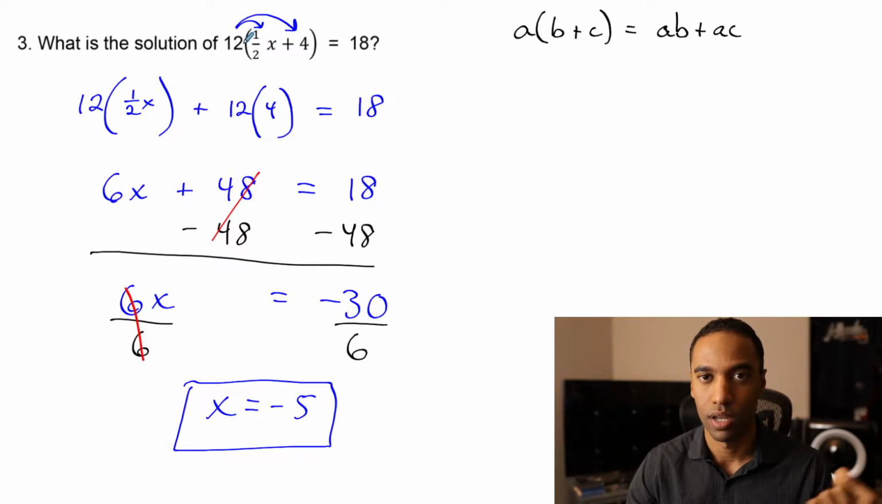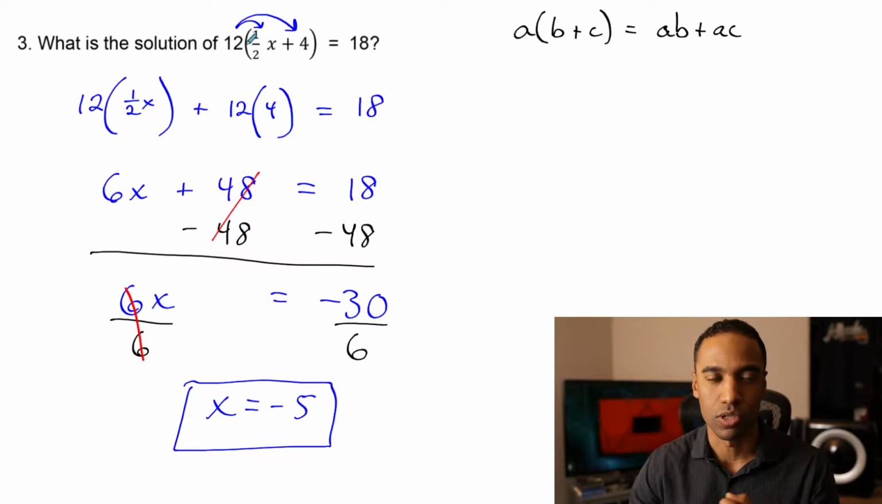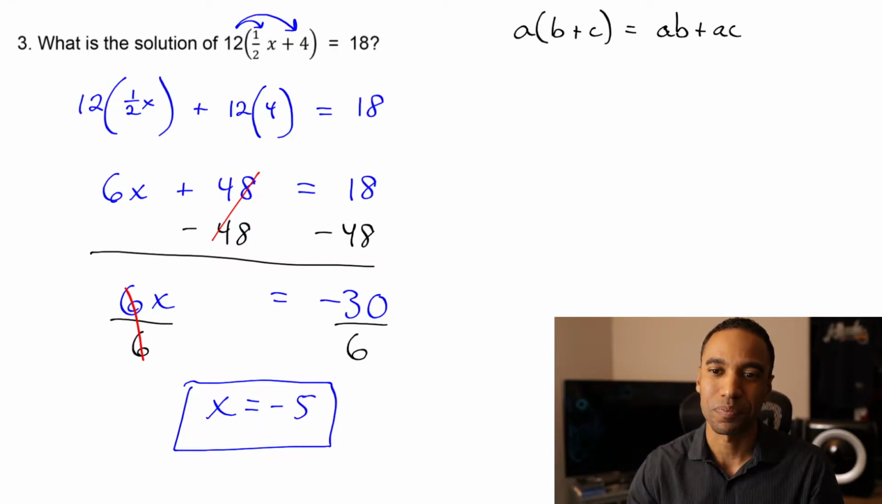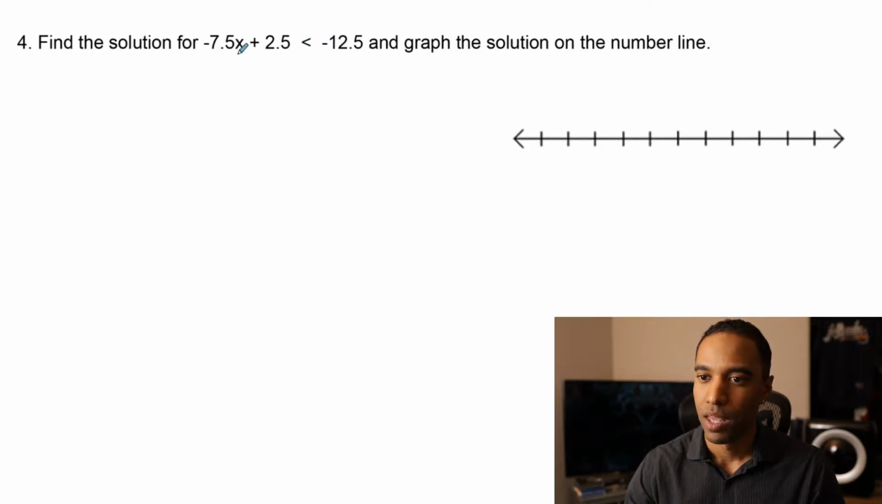Don't stop short of checking to see that, if you do have the time and the luxury of being able to do so, with a better problem than this one. All right, number 4. Find the solution. Oh yeah, inequalities. We're going to run into these. Find the solution for negative 7.5x plus 2.5 equals negative 12.5 and graph the solution on the number line.